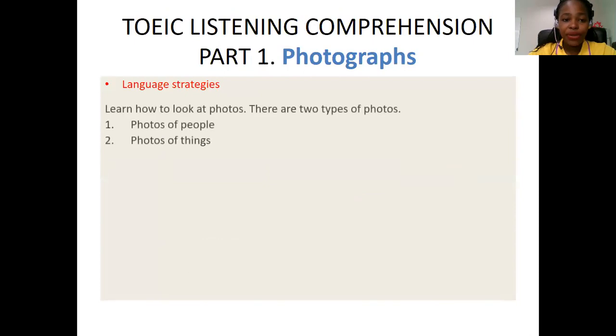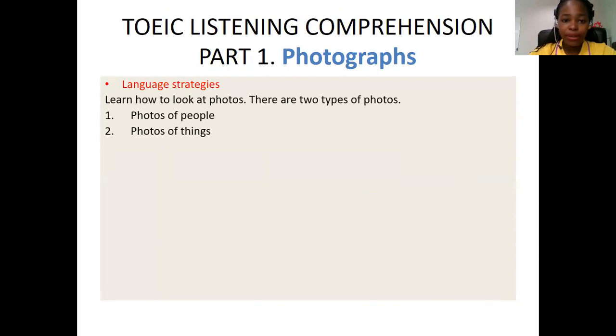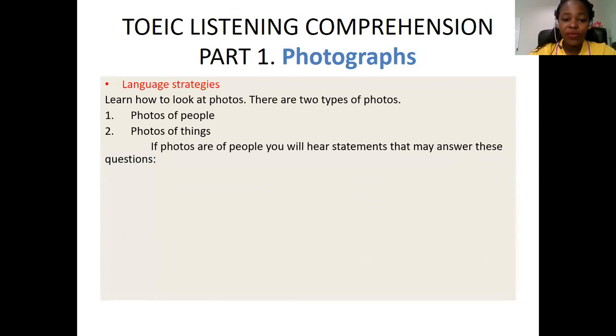I will take you through the language strategies for part 1. We are going to learn how to look at photographs. We have 2 types of photos: photos of people, photos of things. If we have photos of people, you will hear statements that may answer these questions. Who are they? Where are they? What are they doing? What do they look like?